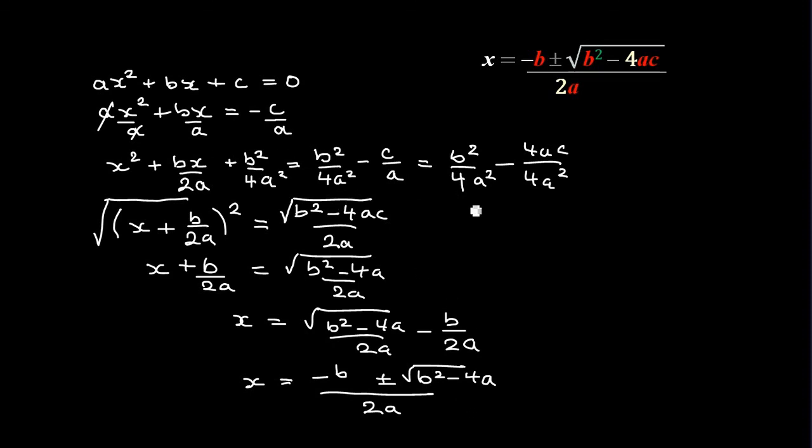So that was quite a lot of complex rearranging, but as long as we know what we're aiming for, which is to isolate the x, eventually we should arrive at x equals minus b plus or minus the square root of b squared minus 4ac all over 2a. As we've seen in the video, that's an extremely useful formula.